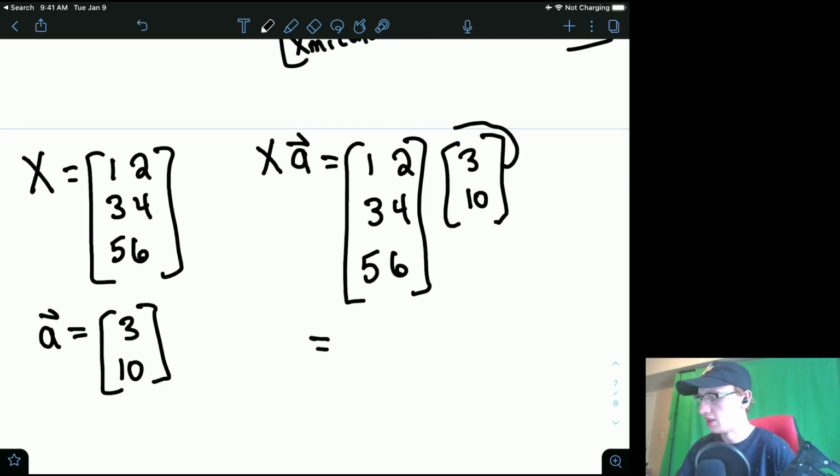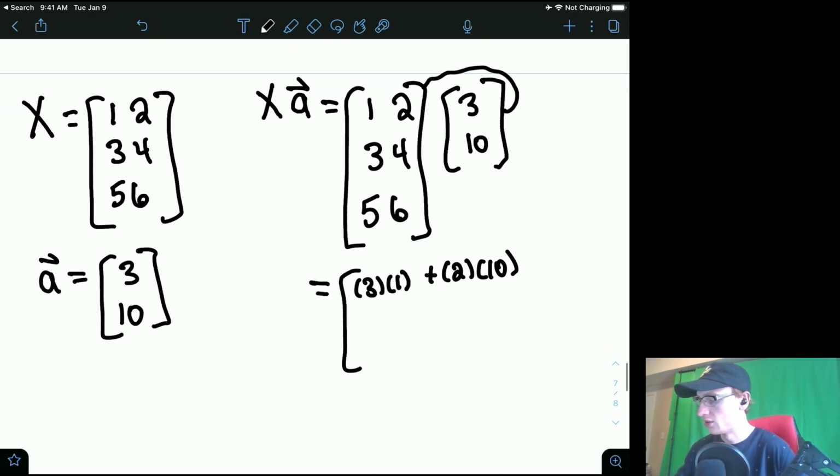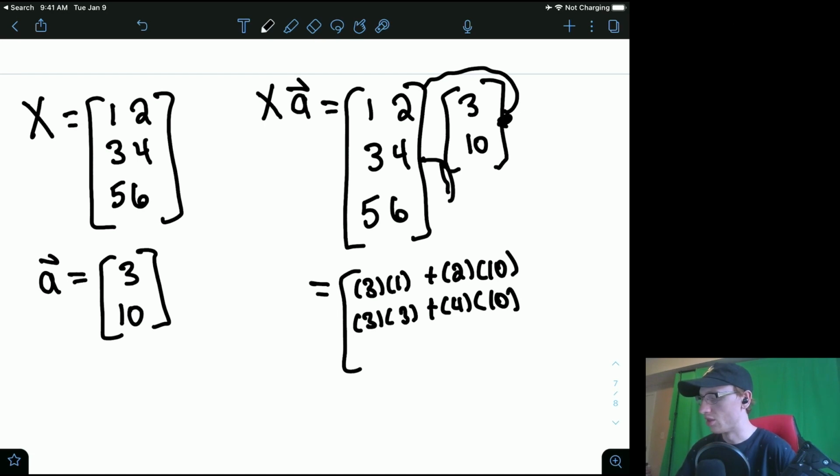And so this 3, 10 would dot product with 1, 2. So that will be 3 times 1 plus 2 times 10. And then the second row will be the same vector here, dot product with that row. And so it's 3 times 3 plus 4 times 10. And then our final row is 3, 10 dot product with 5, 6. So it's 3 times 5 plus 6 times 10. And we can do that math.